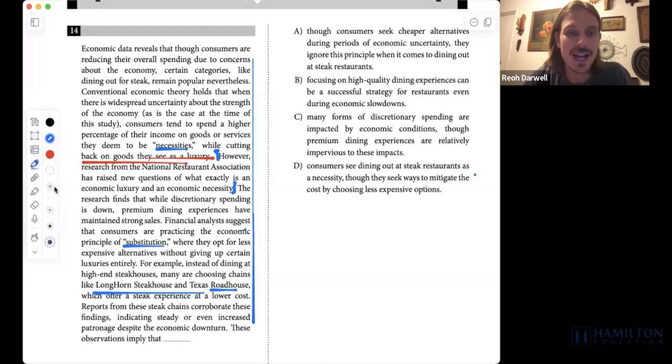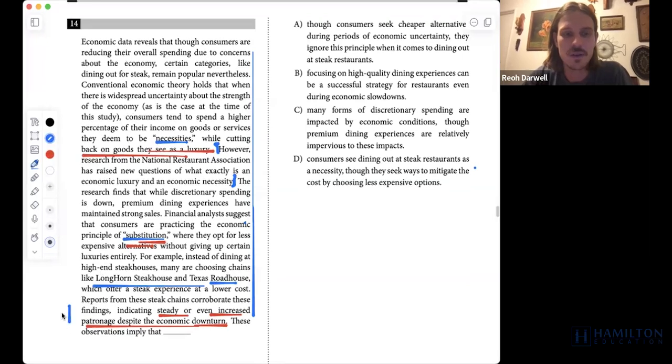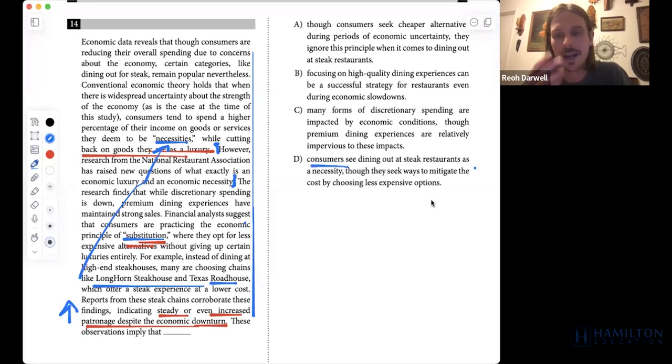We don't cut them out entirely as a luxury, right? Because we're engaging in substitution, right? Because we are seeing a steady or even increased patronage despite the economic downturn. That means this is going up during the downturn, which suggests that steak, ironically, is a necessity. So that suggests that therefore some consumers see dining out at steak restaurants as a necessity, that they seek ways to mitigate the cost.